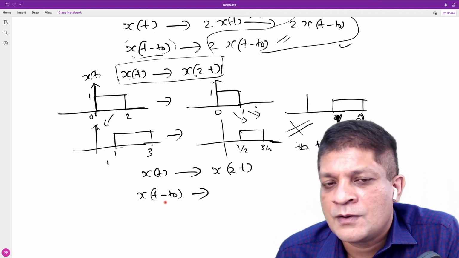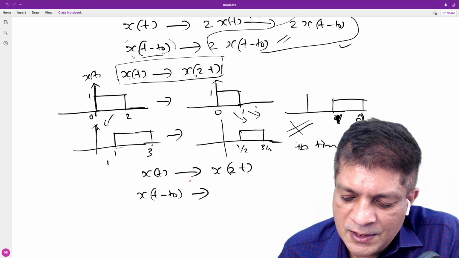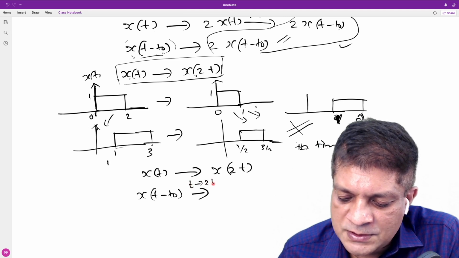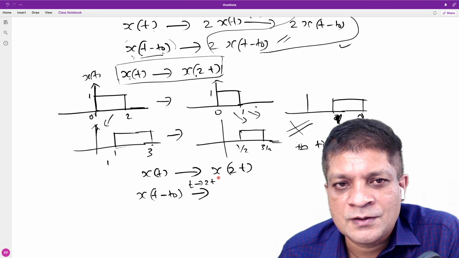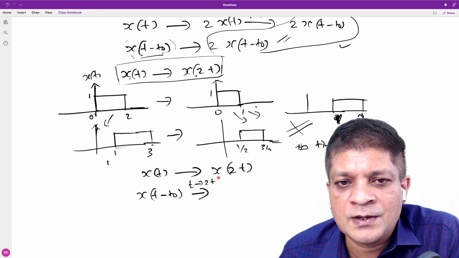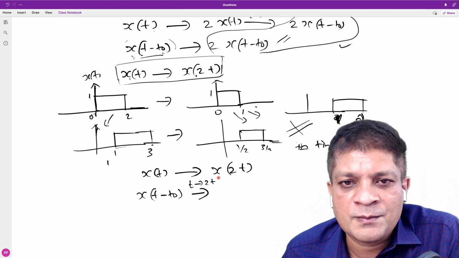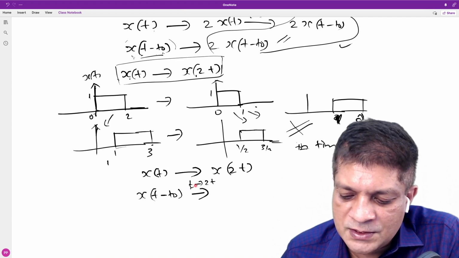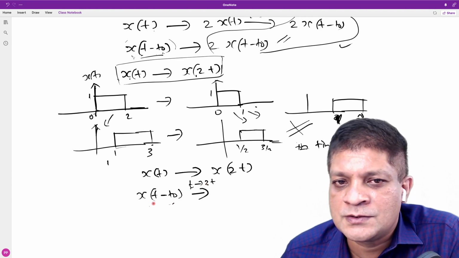What does it do? Compression means, what is that mathematical operation? Compression by a factor of 2 means you have to replace t by 2t. That is the compression operation, isn't it? Whatever the input you are giving, the output is a compressed version of that signal. Compression by a factor of 2 means replacing t with 2t. So what will be the output corresponding to this?